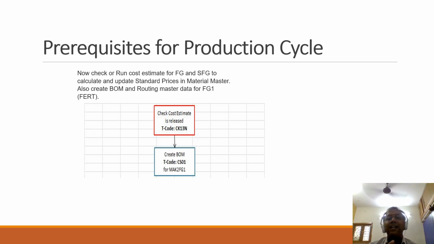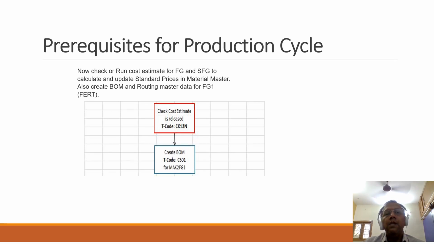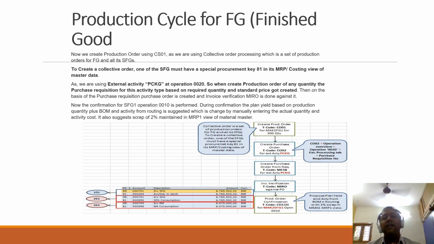What are all the standard prices in the material master? How about the BOM, the bill of material? The bill of material comprises all the materials that have been associated with the BOM and all the standard prices being converted into that, associated with the production cycle for a finished good.